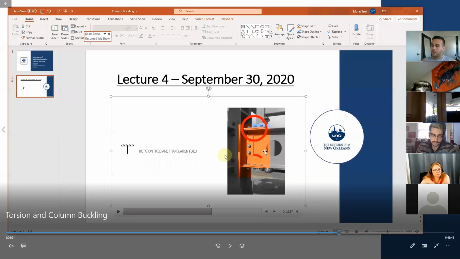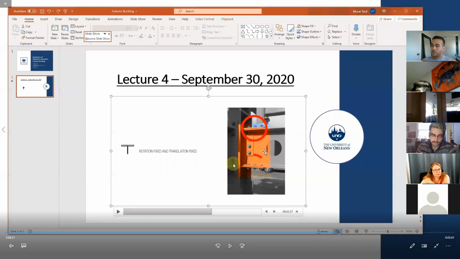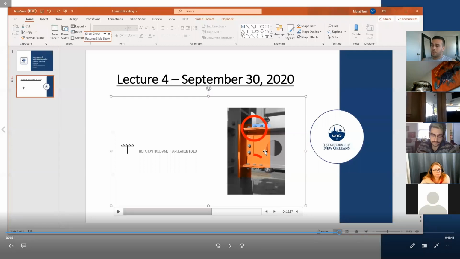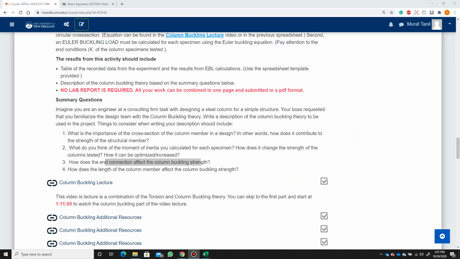It is more secure and, how can I say, it's more durable when you use fixed connections, but sometimes it's not a perfect option. With that being said, we answer the third question, which was the effect of end condition on the column buckling strength.